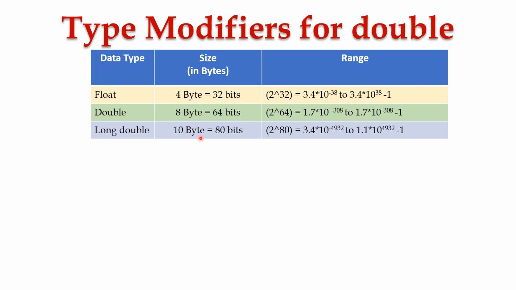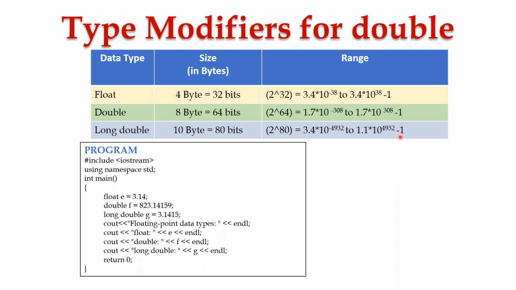Next, long double. It utilizes 10 bytes of memory space. That is, it needs 80 bits to store the value. The range starts from 3.4 into 10 to the power of minus 4932 to 1.1 into 10 to the power of 4932 minus 1.